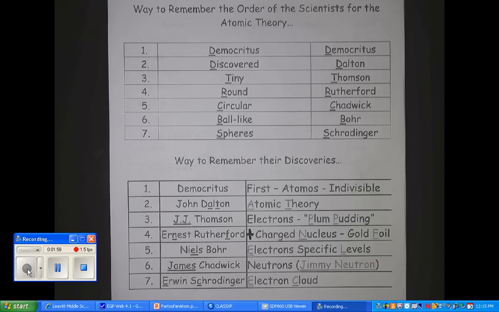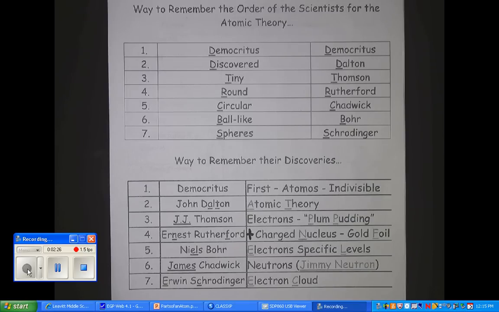J.J. Thomson. So you have J.J. for plum pudding. J.J.P.P. Okay. He discovered the electron. And we'll see his model when we put up the information next. And then you have Ernest Rutherford. He discovered the positively charged nucleus, and he did the gold foil experiment to help him do that. So you have the N and the F for nucleus and gold foil.